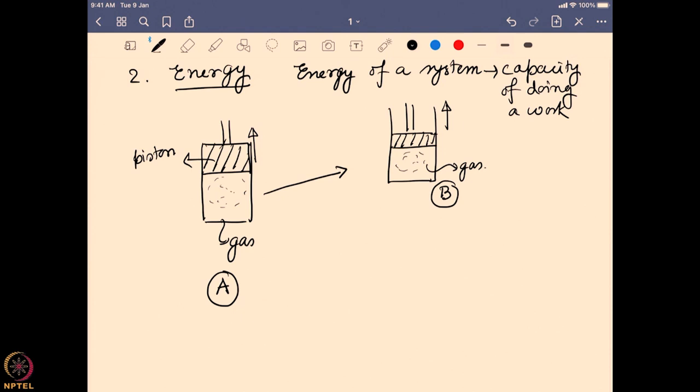And that we can explain in the following way: B has more tendency or more capacity to do work. So we can say B has higher capacity now compared to A. And that we define as B now having more energy, again compared to A.